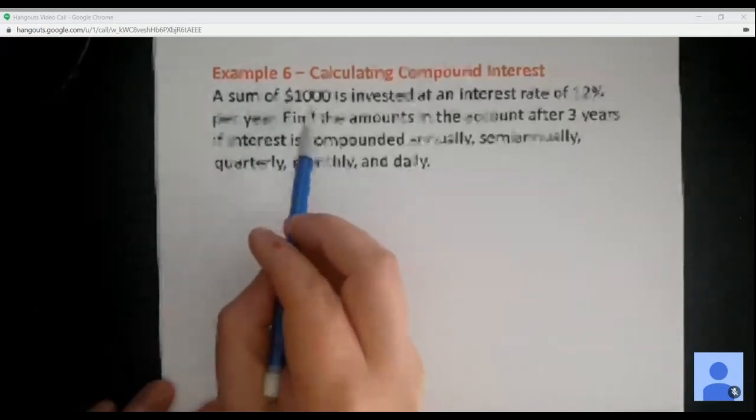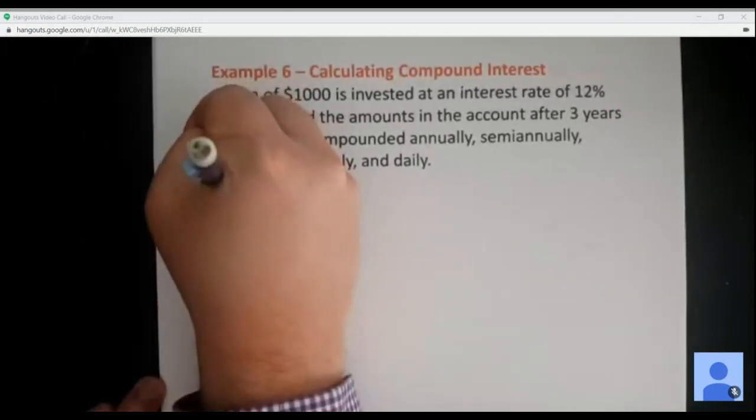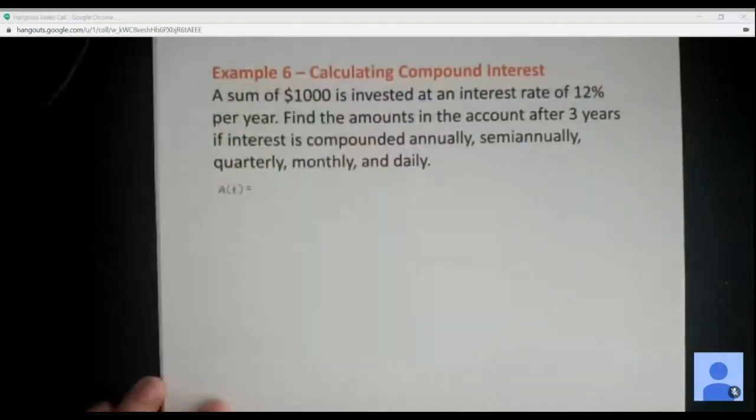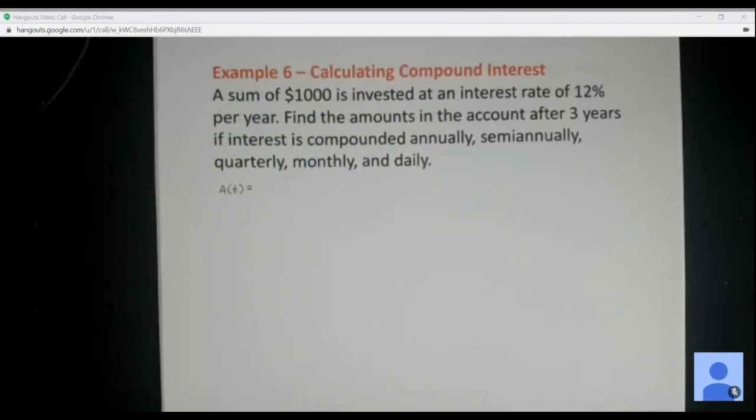If we look at this one, right, we know we're looking for the total amount after a certain amount of time, so that's going to be A of t. So that's what we're trying to find. Now, according to our formula, what are we going to start with?